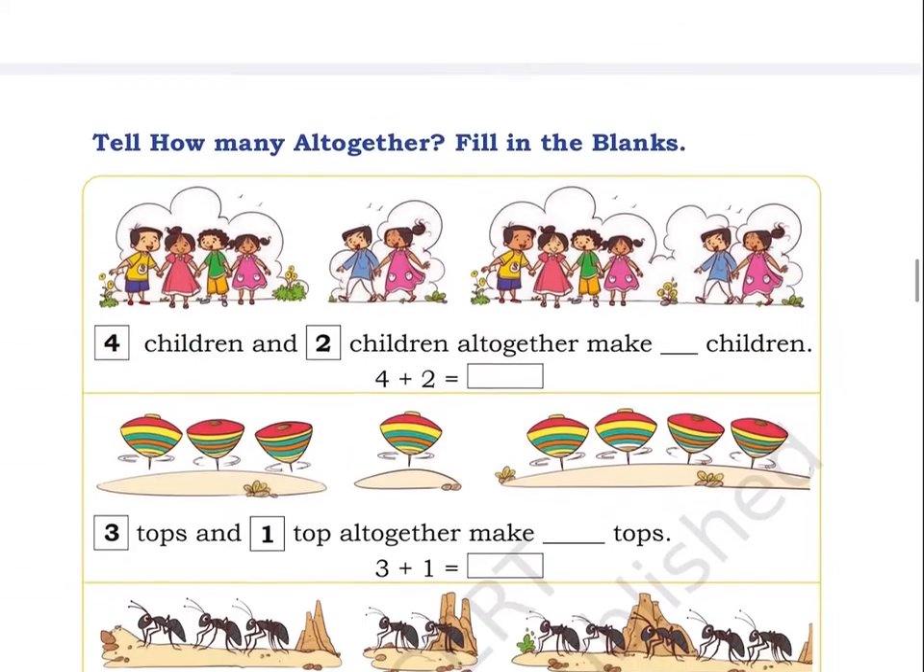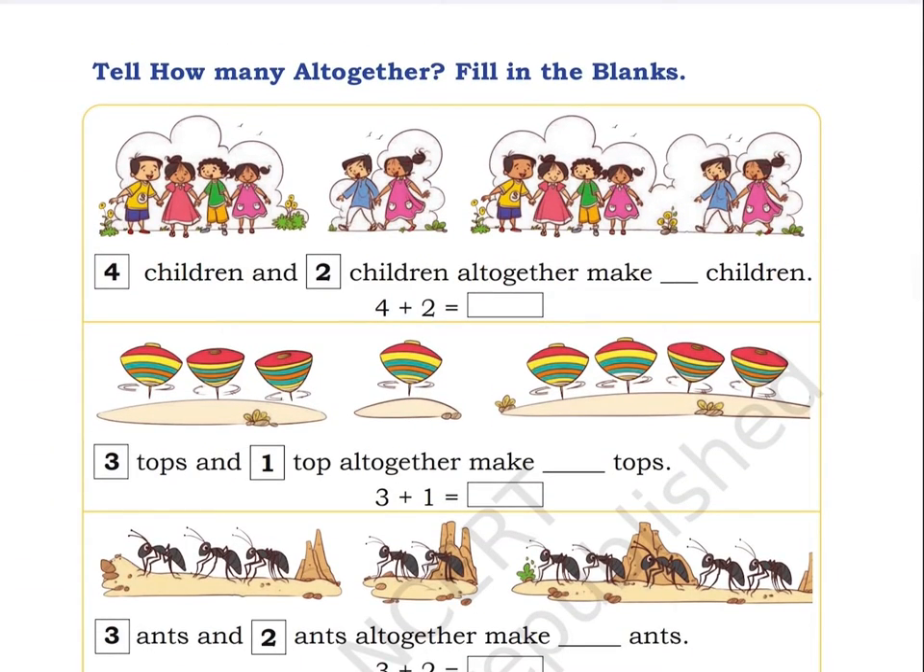Page number 49. Tell how many altogether. Fill in the blanks. Here, we have four children, then two children. After that, a group of children. Four children and two children altogether make blank children.